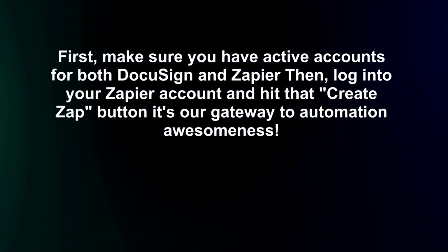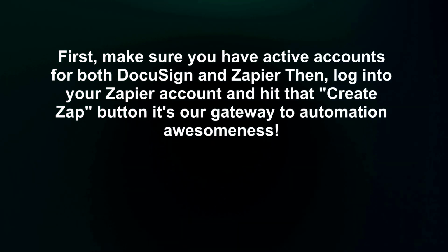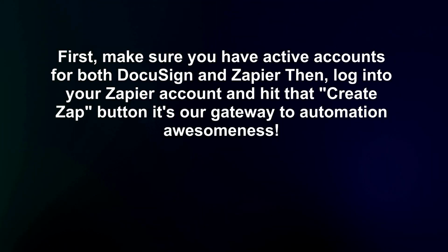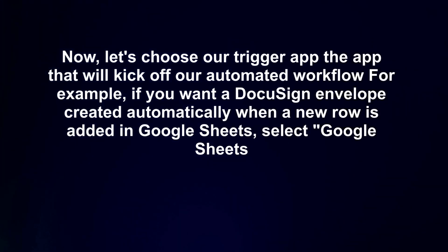First, make sure you have active accounts for both Docusign and Zapier. Then, log into your Zapier account and hit that Create Zap button. It's our gateway to automation awesomeness. Now, let's choose our trigger app, the app that will kick off our automated workflow.